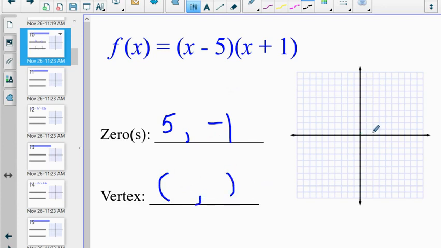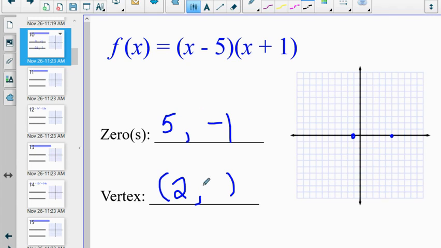So if this thing crosses the axis at 5 and negative 1, then I know that the vertex has to be halfway in between those, and halfway in between 5 and negative 1 is 2, the average of 5 and negative 1. And I was just looking at my graph. If you don't look at the graph, you could just add these together and divide by 2.